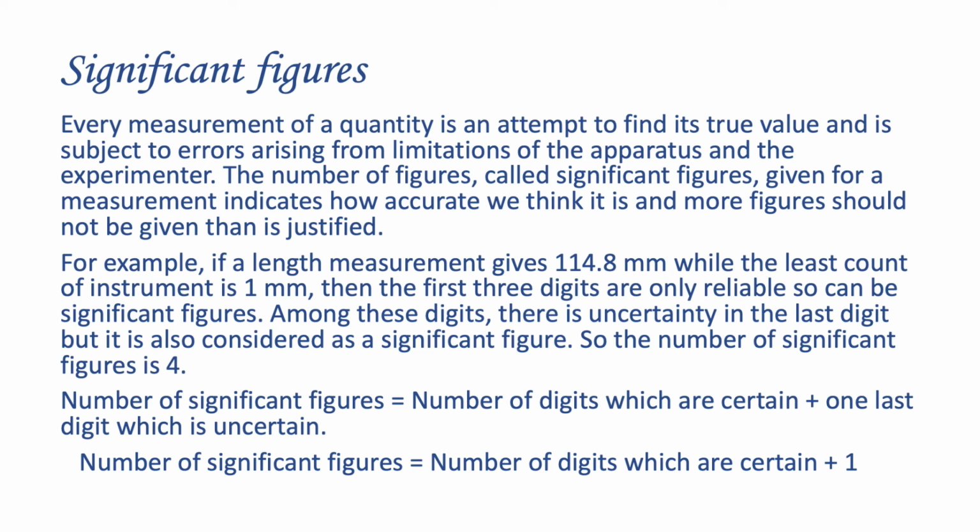For example, if a length measurement gives 114.8 millimeter, while the least count of instrument is 1 millimeter, then the first 3 digits are only reliable, so can be significant figures. Among these digits, there is uncertainty in the last digit, but it is also considered a significant figure. So the number of significant figures is 4. Number of significant figures equals number of digits which are certain plus one last digit which is uncertain. Or in another way, number of significant figures equals number of digits which are certain plus 1.